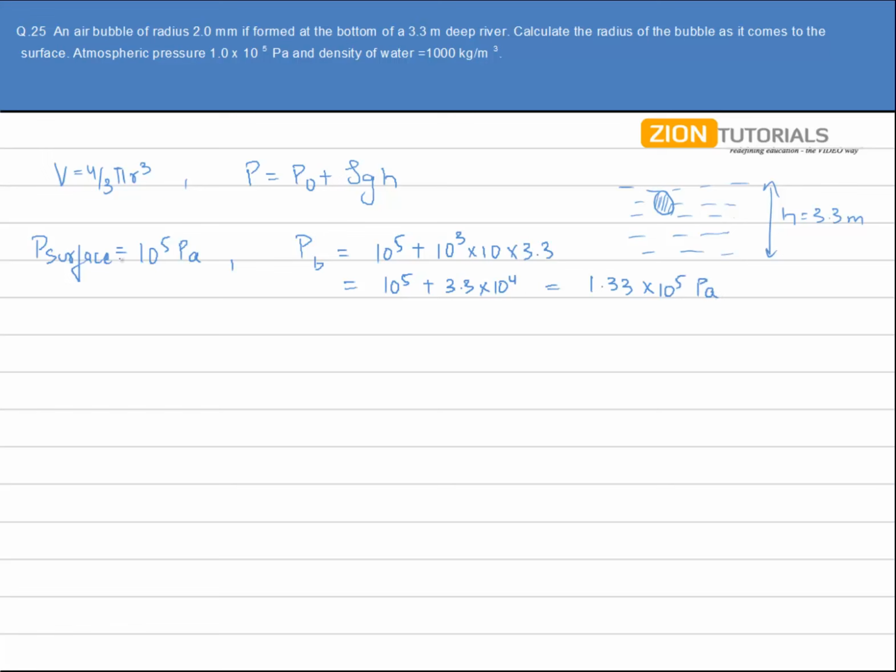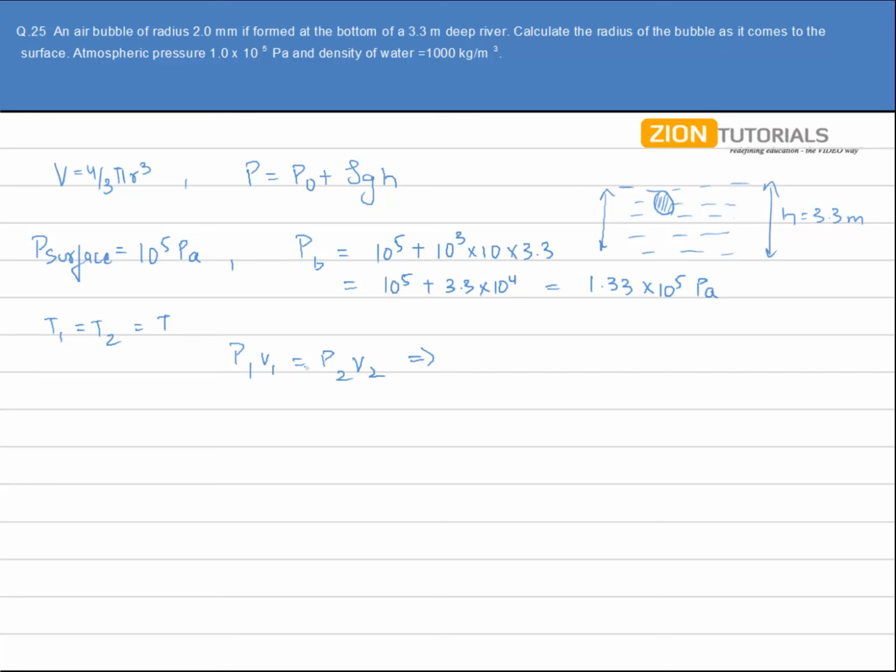Now it is saying calculate the radius of the bubble as it comes to the surface, and the air bubble of given radius is formed at the bottom. So at the bottom, the volume is given. If we assume that the temperature is uniform, that means T1 equals T2 equals T. And the number of moles of the gas in the bubble will be constant because no gas is escaping from the bubble. So I can very well say that P1V1 should be equal to P2V2, right? I can use this equation.